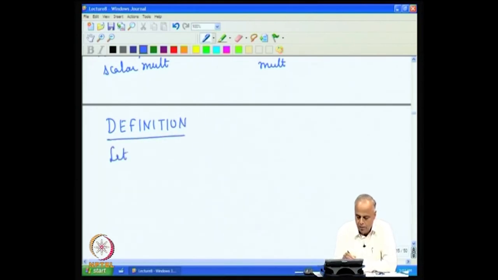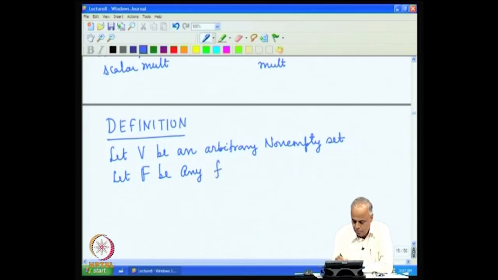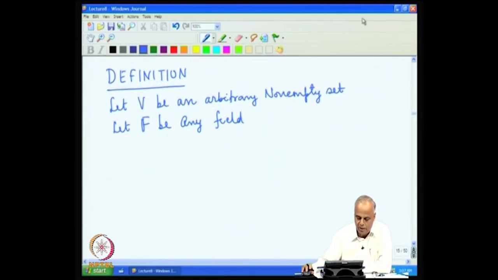So, let V be an arbitrary non-empty set. This is the set which plays the role of Rk, and then let F be any field. This F plays the role of real numbers. So, the role of Rk is played by this arbitrary set V. The role of R is played by the field F.